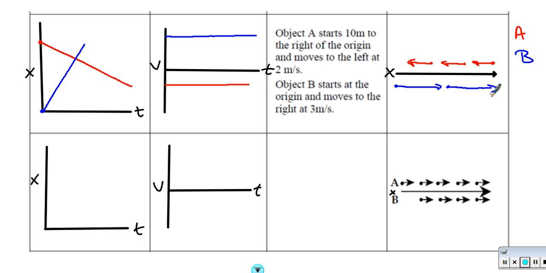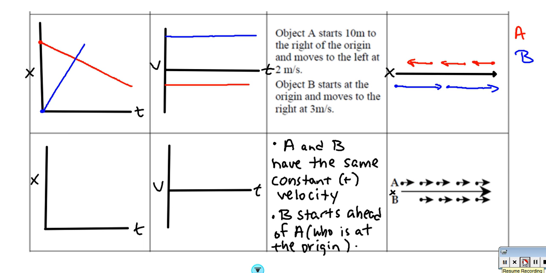So in the last example, A and B, all the arrows look like they're the same length. They're both in the same direction, so these guys have the same velocity. The difference is at time 0, A is here, and at time 0, B is here. So B is ahead of A at time 0.